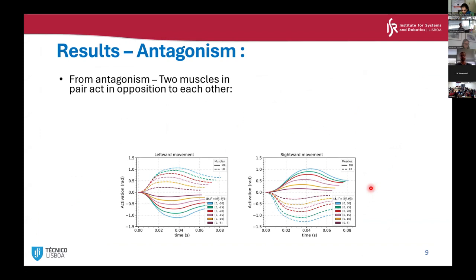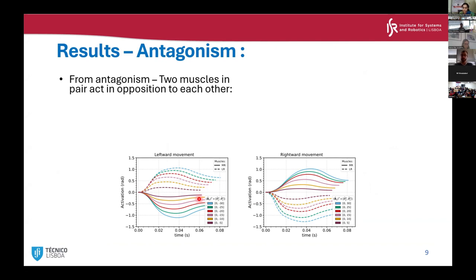Nevertheless, the control strategies that emerged from this optimization would naturally group the muscles into pairs, with the activation signals applied to each muscle following an antagonist-agonist behavior. As we can see here, when one muscle contracts, the other will tend to relax. And this is what we also observed in the real biological system.